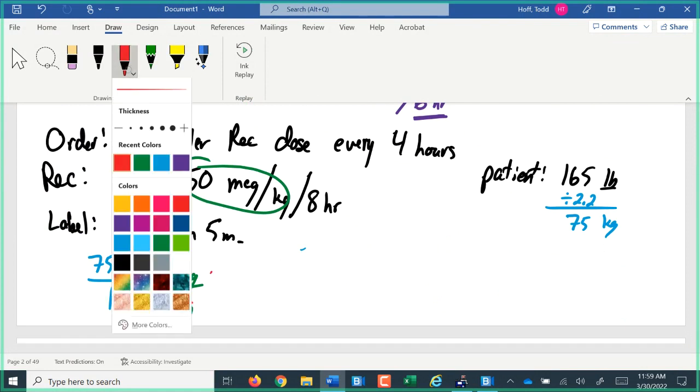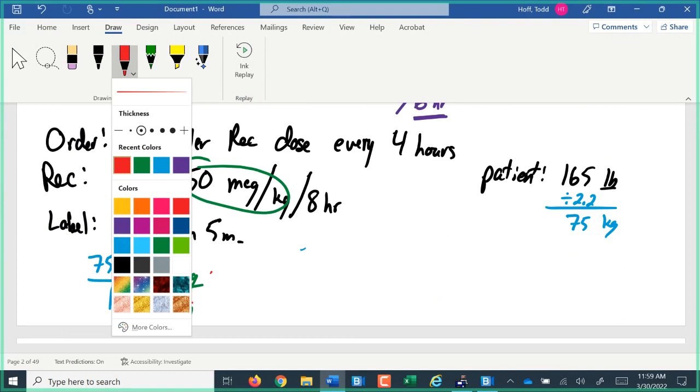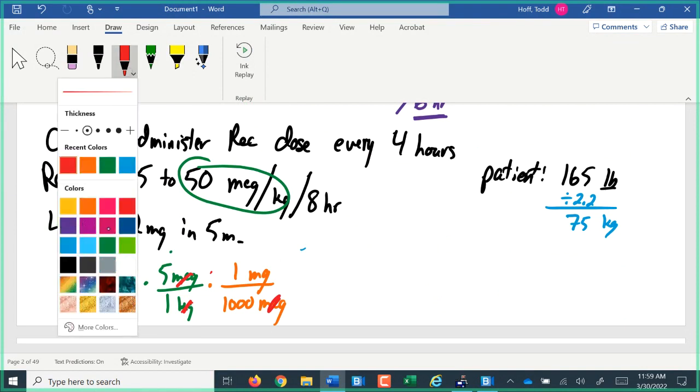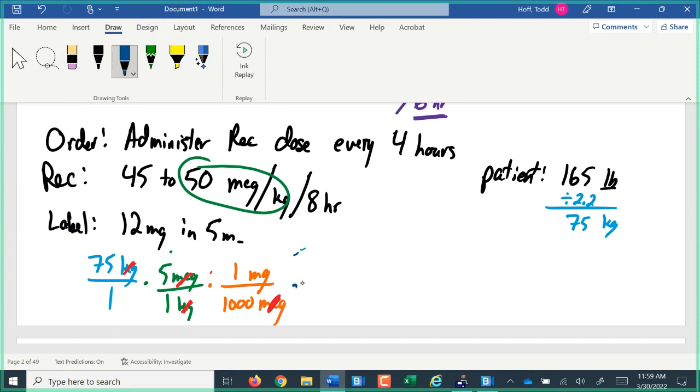However, we are now in micrograms, and nothing else in our problem is listed in micrograms. So we're going to get rid of the microgram using our standard conversion of 1 milligram is 1,000 micrograms. So the micrograms will cancel out. We're now in milligrams, which gives us one more step to get to milliliters. Milligrams on bottom to cancel them out. We have 12 milligrams in 5 milliliters.